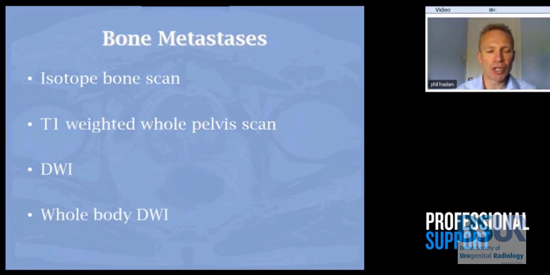What about whole body diffusion weighted imaging? This is being done in quite a few centres now. It's a bit of a time hit on the MR scan, but certainly is an extremely good way of picking up disease elsewhere.